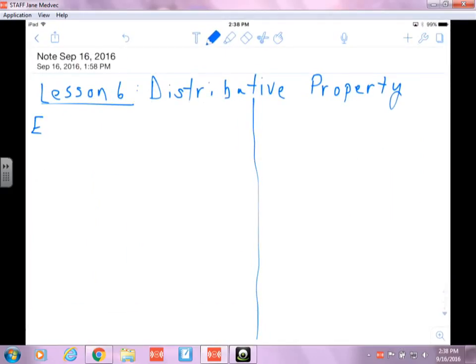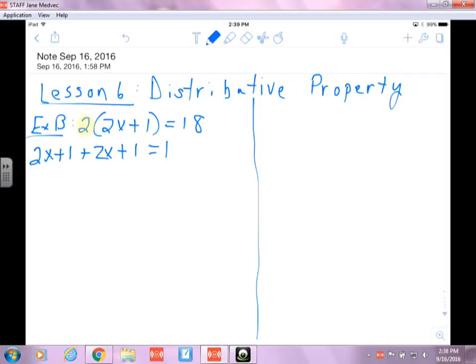I'm going to write down the original. So this is example B. It said 2 parentheses 2x plus 1 equals 18. So this 2 right here means there's 2 packages of what's in that parenthesis. So it means I've got 2x plus 1, there's 1 package, plus 2x plus 1, here's the second package, and that gives me 18. We okay with that? So there's 2 packages.